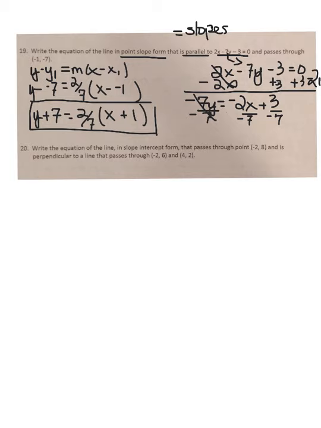All right, 20. We're bouncing back and forth. That's why we have to read the directions. So just make sure that you read the directions. Write the equation of the line in slope-intercept form. And so we know that that's y equals mx plus b.